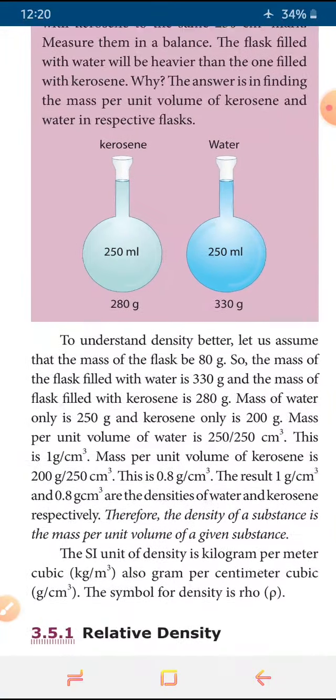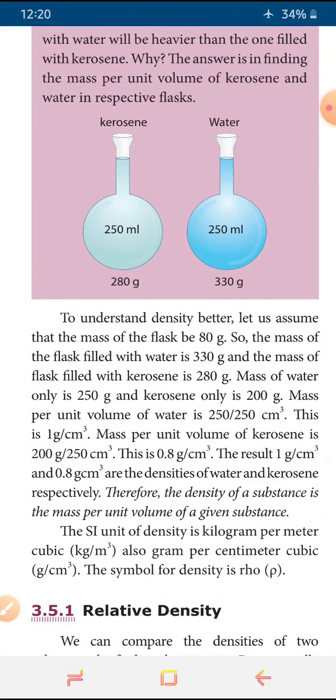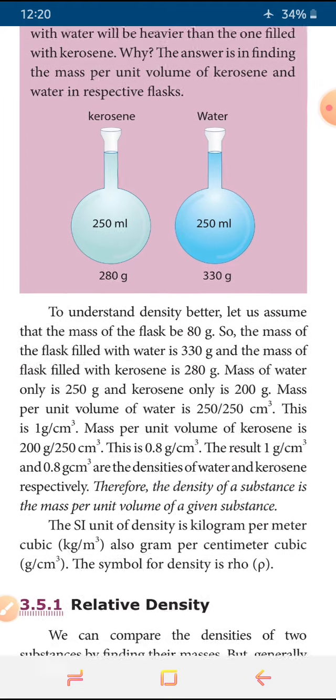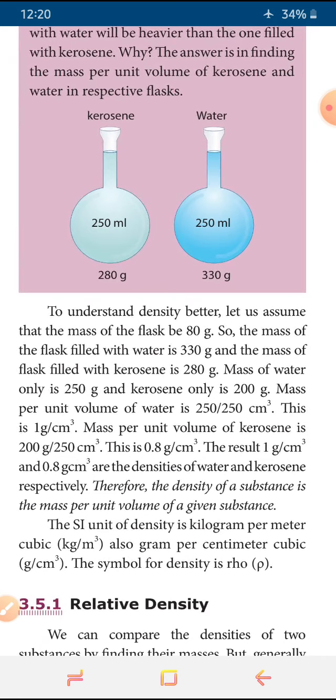Why? So there is an explanation. Say the mass of the flask is 80 gram. So the mass of the flask filled with water is 330 and kerosene is 280 gram. Subtracting 80, we do the sum. Water only is 250, and kerosene only we can write 280 minus 80 is 200.